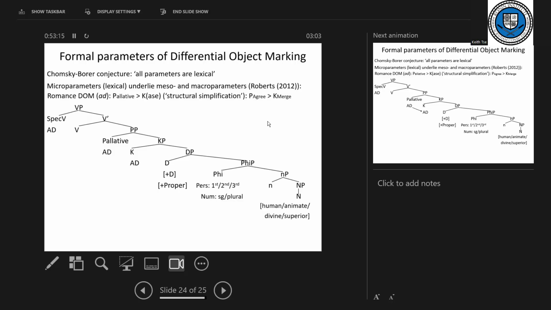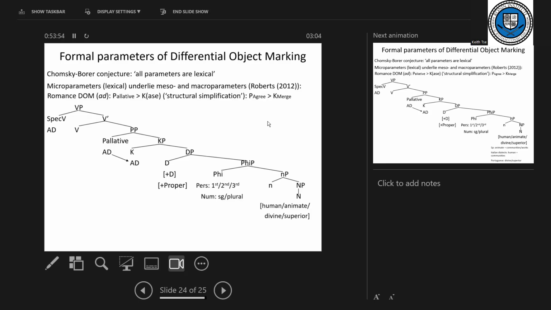However, the evolution of the differential object marking in Romance seems to be perfectly in line with Roberts's and Roussou's account of grammaticalization, because the preposition loses its agreement, and ad becomes a case marker. So P agree becomes K merge, which is perfectly in line with the formal definitions of a structural simplification. Okay, so ad is reanalyzed from being a spatial preposition to a case marker.